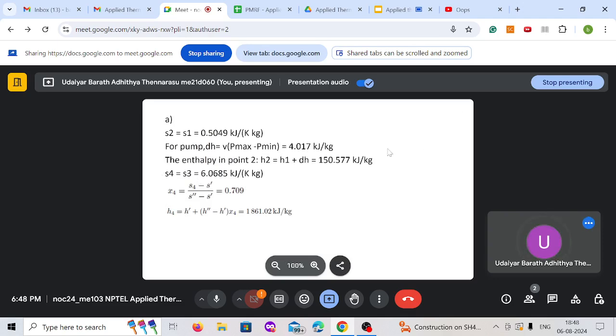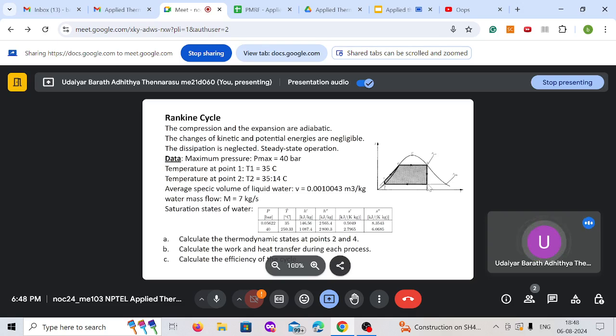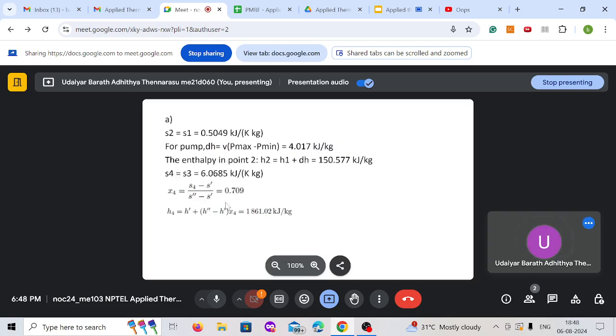And similarly, you can find the vapor fraction at the turbine exit using the entropy at the turbine inlet, which is saturated vapor. So entropy at state 3 is 6.0685, and using the liquid and vapor saturated entropies at the lower pressure, you can estimate the vapor fraction at state 4, which will come out to be 0.709.